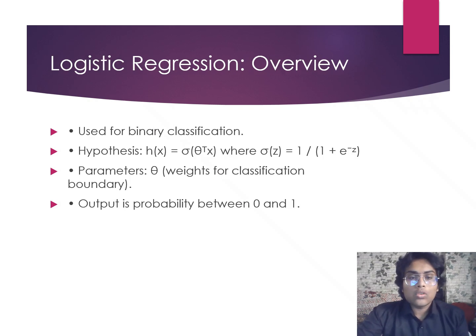Now here is a quick overview of logistic regression. Logistic regression is used for binary classification. Hypothesis: its hypothesis formula is h(x) is equal to sigma of theta transpose x, where sigma(z) is equal to 1 divided by 1 plus e to the power minus z. Here are the parameters: theta, weights of the classification boundary, and the output is a probability between 0 and 1. So when we calculate the output, it is between 0 and 1.